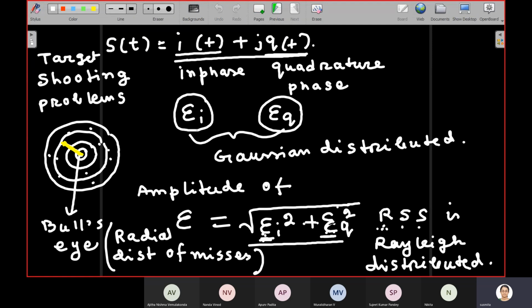Yesterday I forgot to mention that these two terms, epsilon I and epsilon q, should be Gaussian distributed with zero mean. Okay, when is this zero mean? If they are not zero mean, then we will not get Rayleigh distribution. Okay.